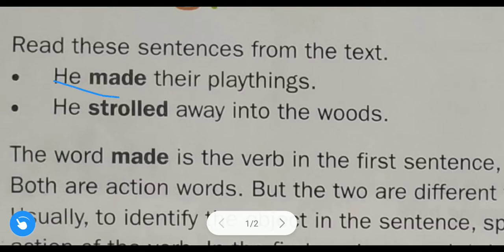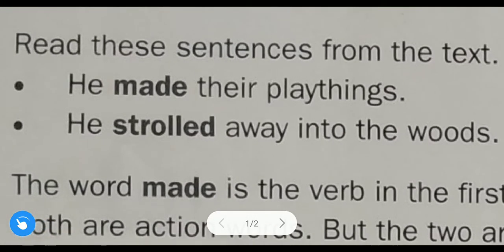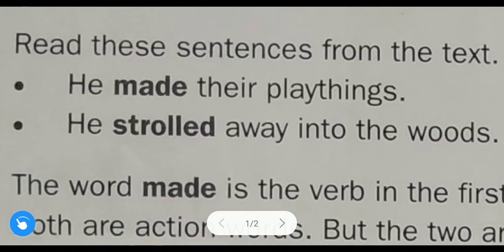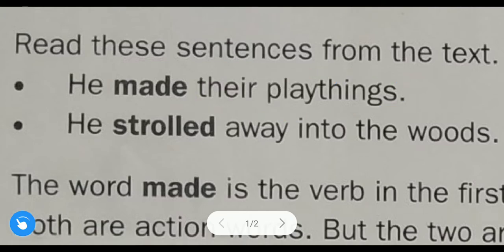Understood? We will discuss it from an example, then you will understand. This sentence is: He made their playthings. Now we have to frame the question with what. So you can ask, what he made, or what did he make? What is the answer? Their playthings. He made their playthings. So their playthings is the object of the sentence, which receives the action of the verb.